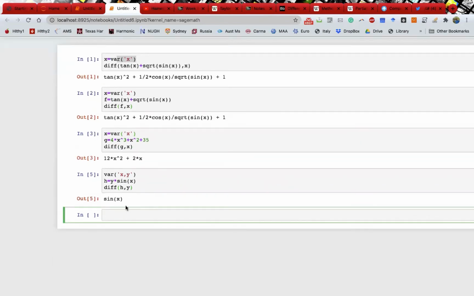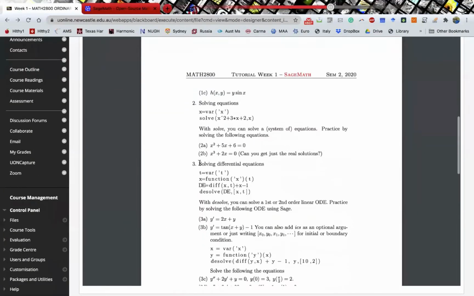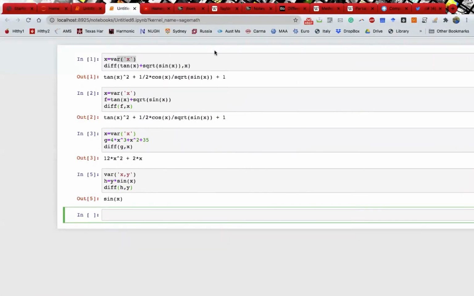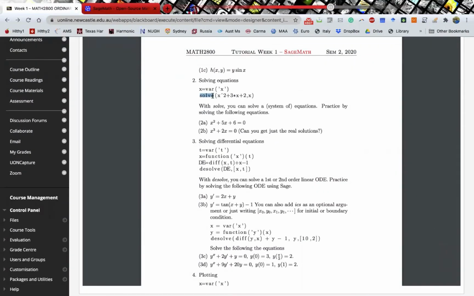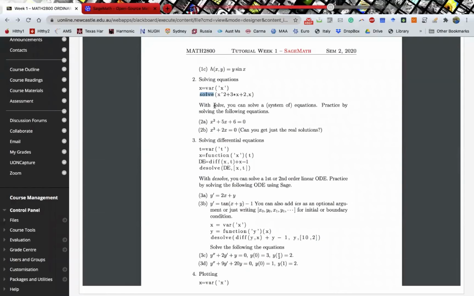Okay, let's go to another problem. Let's go to another example, another question. So we've got here solve: it solves a polynomial or any equation, even a nonlinear equation, in terms of the variable that we want. Okay, so it's simple. As you see, the example is here. So I'm going to try this one.